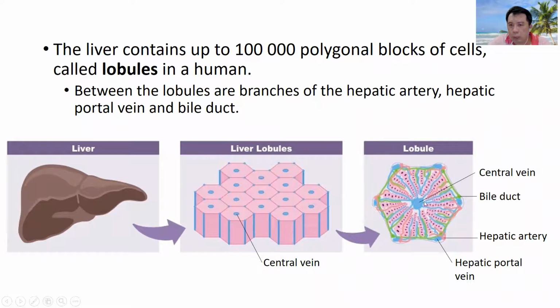In one lobule, you can see at the center there is a central vein. Then at the edges of each lobule, you can see three branches. One is the hepatic artery, another is the hepatic portal vein, and you also have the bile duct as well.